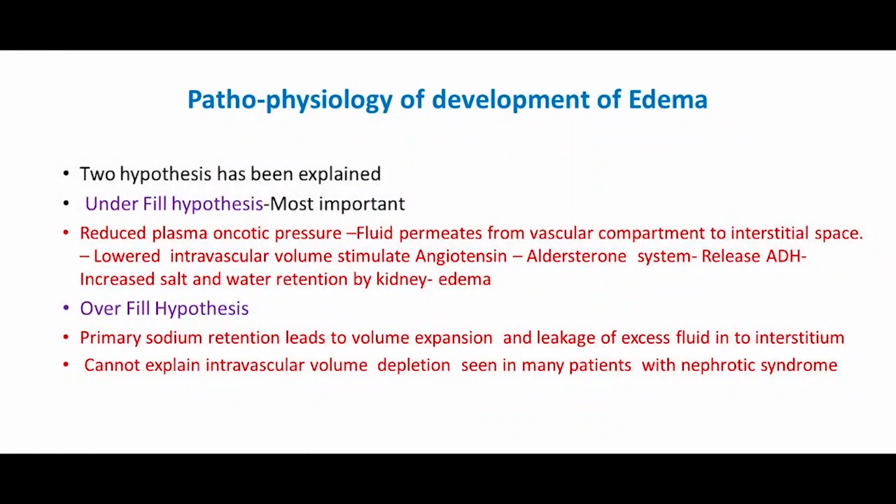These are the two pathologies which are explained as far as edema is concerned. Edema is one of the major symptoms. Initially there is a localized edema, which is followed by generalized edema. What are the two pathologies of this edema? One is the underfill hypothesis, another is the overfill hypothesis. To be short, there is loss of albumin. Loss of albumin leads to loss of plasma oncotic pressure. When there is a change in the plasma oncotic pressure, there will be leaking of fluid from the vascular space into the extravascular space, and this develops into edema. In the meantime, there is also stimulation of the renin angiotensin aldosterone system, which releases ADH, and there is increased salt and water retention by the kidney, which further increases the edema. These are the different views.